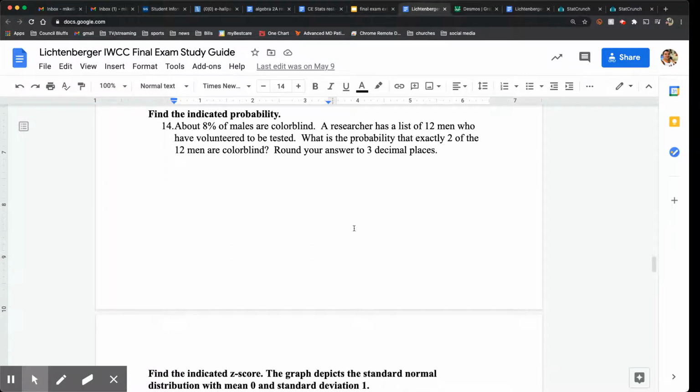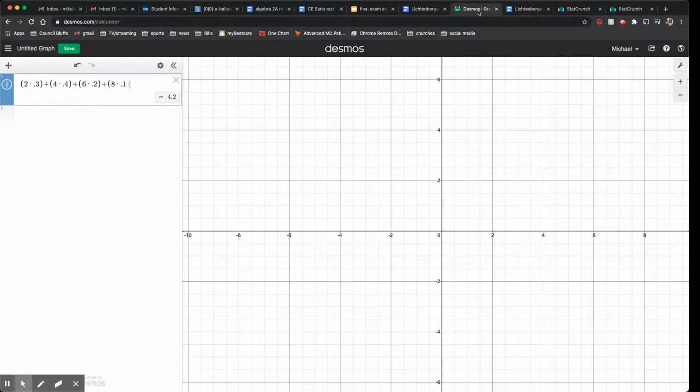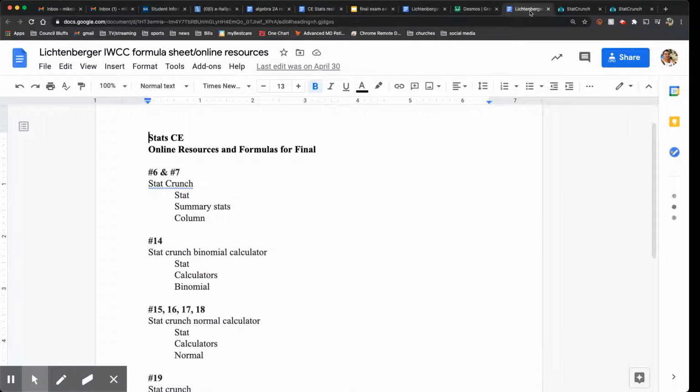Okay. Number 14. About 8% of males are colorblind. A researcher has a list of 12 men who have volunteered to be tested. What is the probability that exactly 2 of the 12 men are colorblind? Round your answer to 3 decimal places. Okay, so I'm going to go back here.